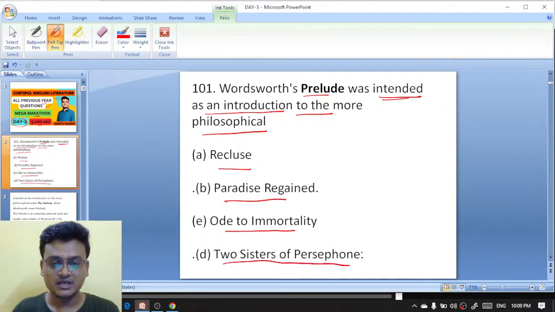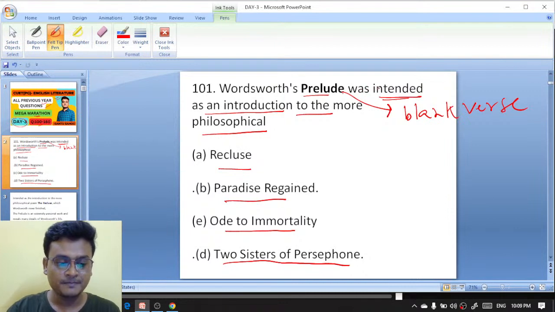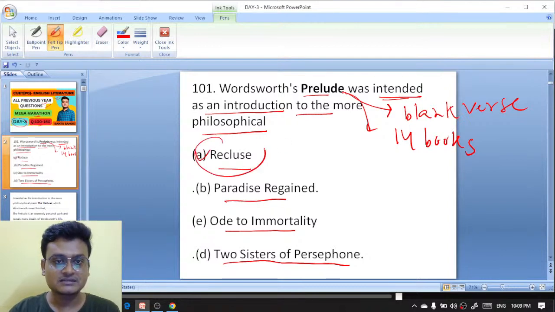Wordsworth's Prelude, which was actually an autobiographical poem, was intended as an introduction to the more philosophical poem. And you know that Prelude was written in blank verse and published posthumously, after the death of Wordsworth. It has 14 books. Here the right answer is Recluse. Nandita, you are absolutely right.